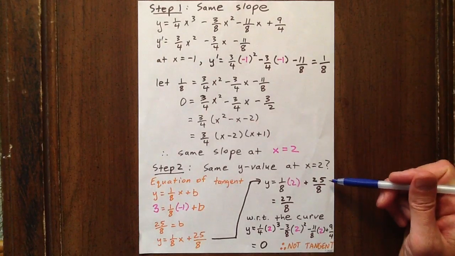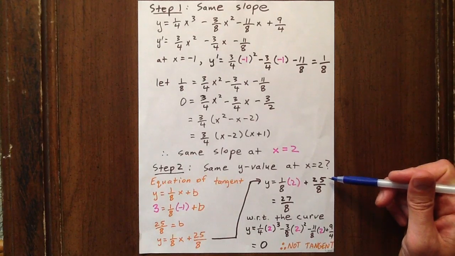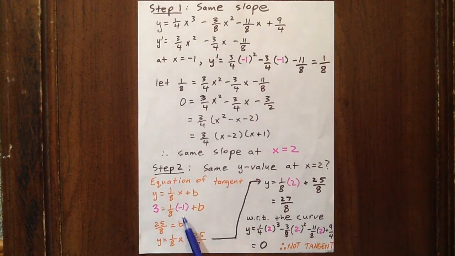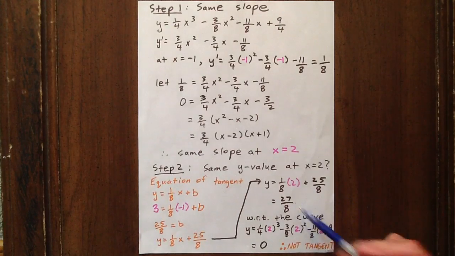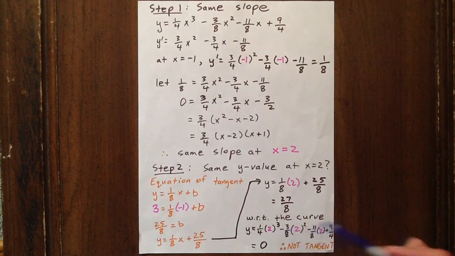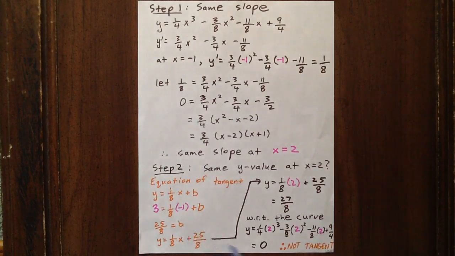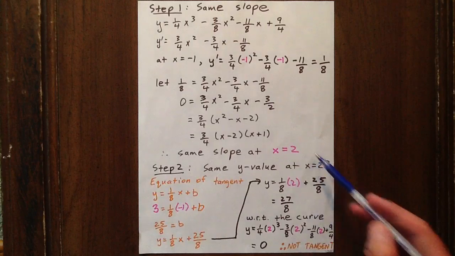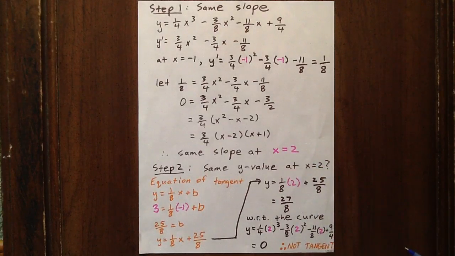Turns out it doesn't. When x equals 2, the y value on the tangent line found for when x equals -1 is 27/8. However, when x equals 2, the y value of the curve is 0. So since the tangent line for when x equals -1 does not intersect the curve when x equals 2, then it's not a tangent line for the curve at x equals 2, even though it is parallel at that point.